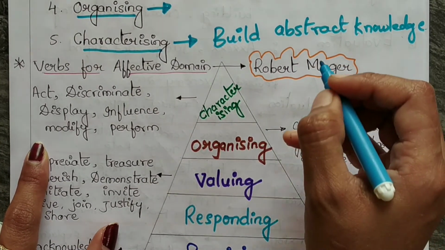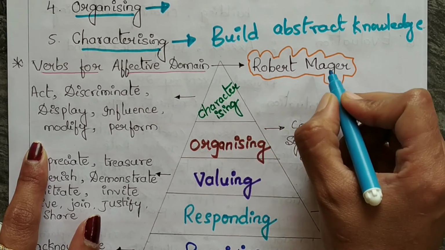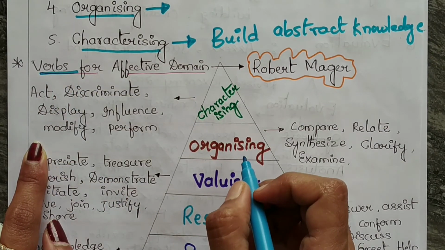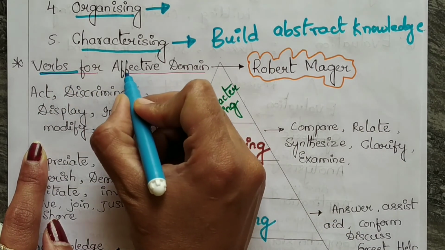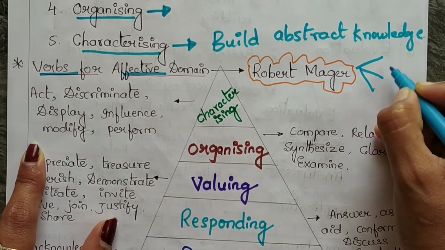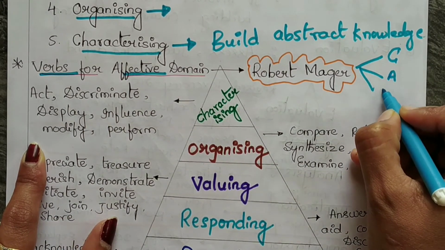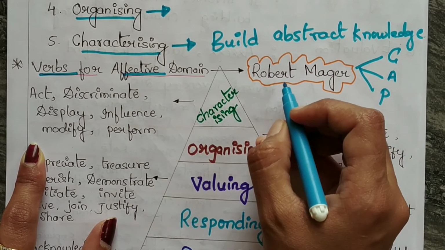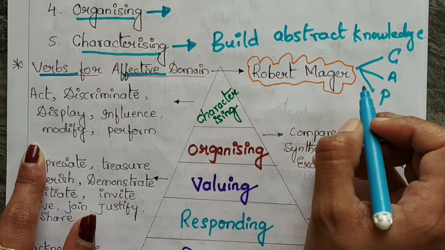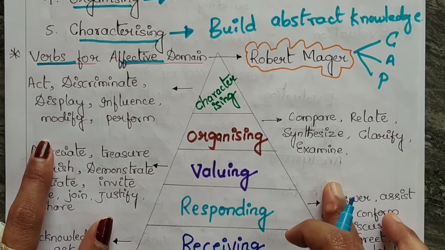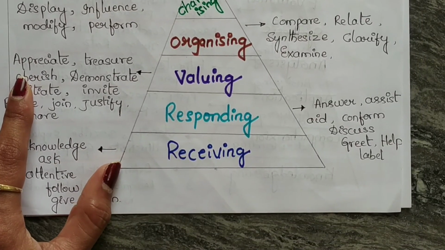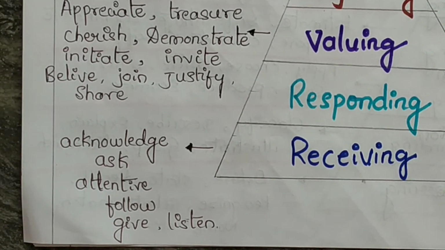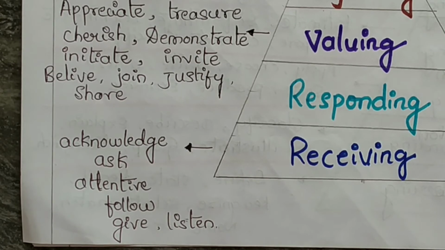One point I forgot to mention, the scientist Robert Mager is the one who developed the action verbs for these domains, not only for the affective domain, but also for all 3 domains, that is cognitive domain, affective domain and psychomotor domain. For all these domains, he is the one who gave the action verbs. Okay, who is that? That is Robert Mager. Let us know the action verbs for these domains.